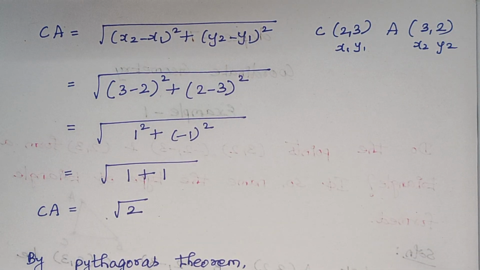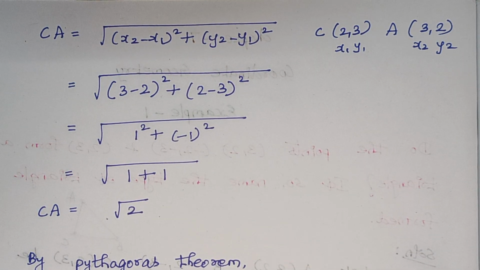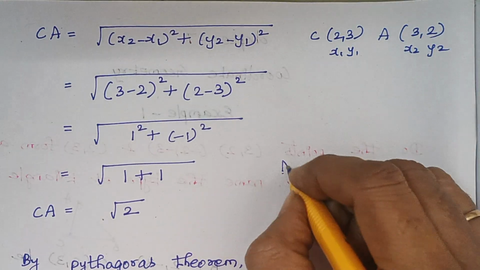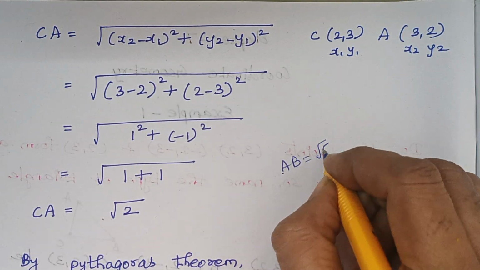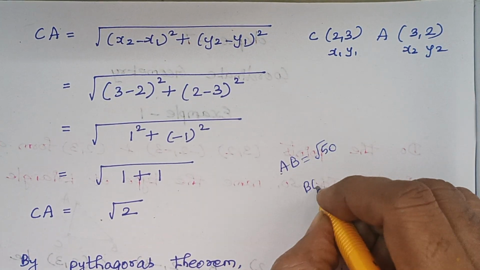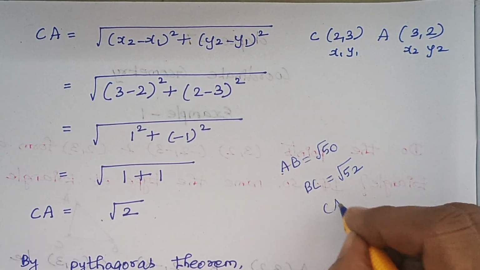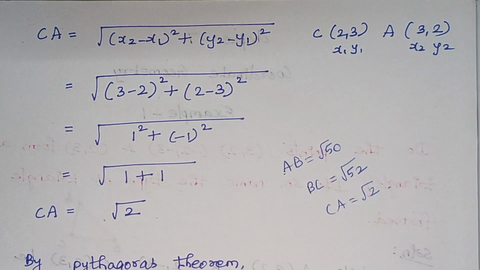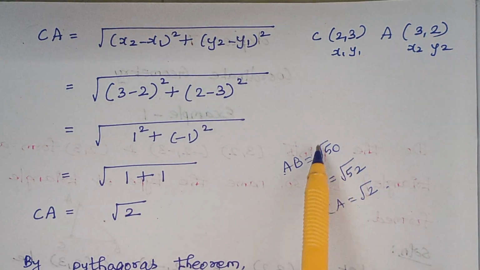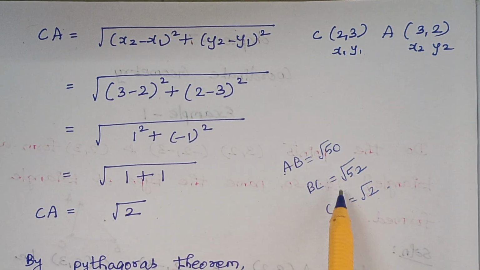So now we have got all the three values. What is the value of AB? AB is root 50. And what is BC? BC is root 52. And now CA is equal to root of 2. Right. So here we can make an easy conclusion.